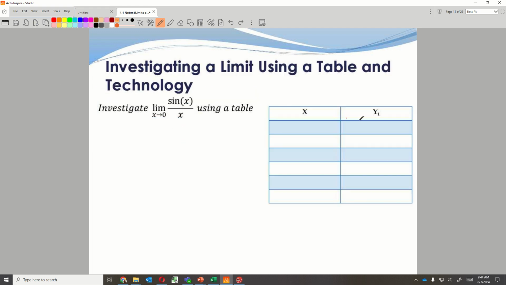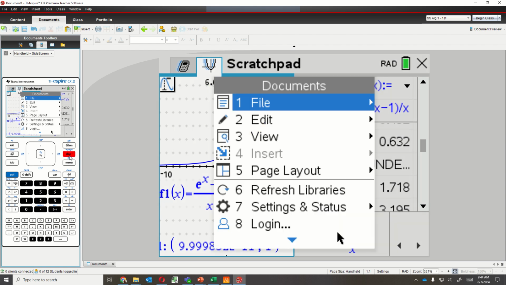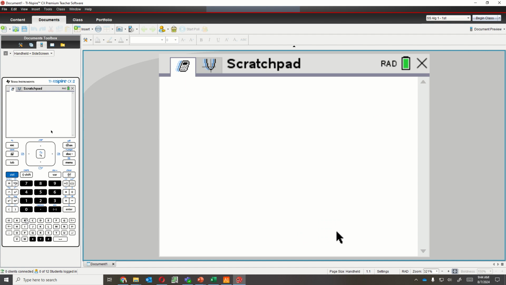Now this one right here is going to be good. So let's try this one. So it's approaching 0, sine x over x. This one's going to be a good one. Let's clear everything. Doc B. So start over again, because every time we do this, you want to start clean.